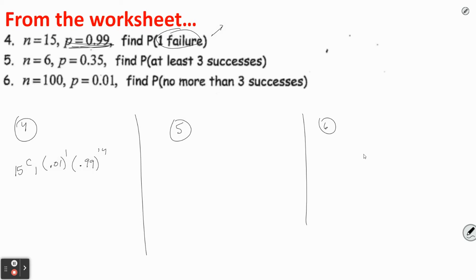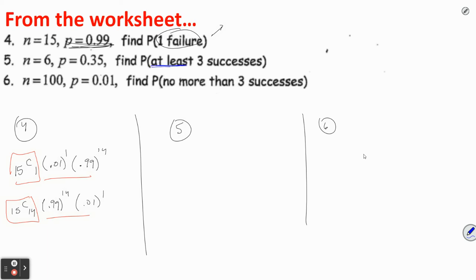That should come out to the exact same if we do this: 15 choose 14. Instead of framing it as failures, we'll say successes, 0.99 to the 14th, or 0.01 to the 1. Essentially, this combination is equal to this combination, and then we're just multiplying in a different direction. But depending on how you want to get at it, either one of those should work out.